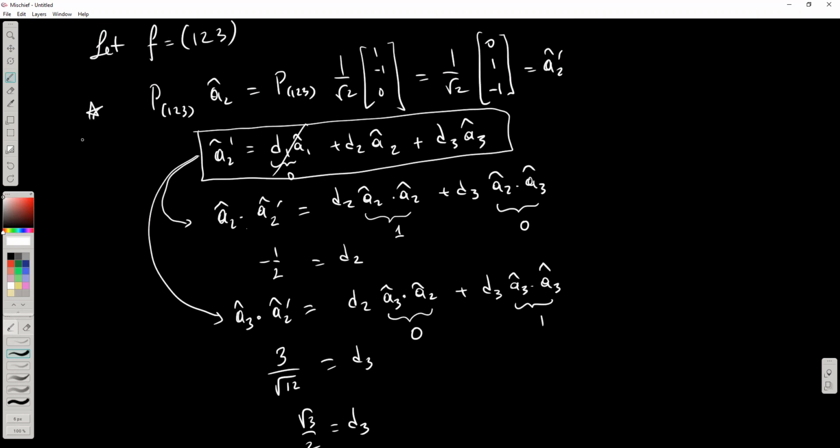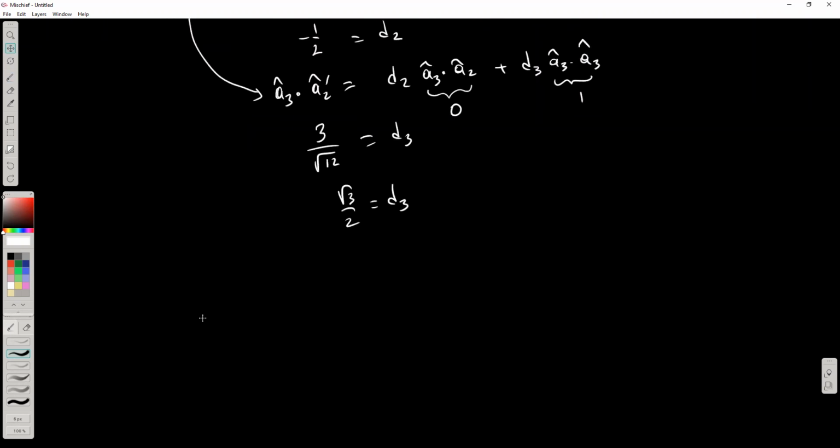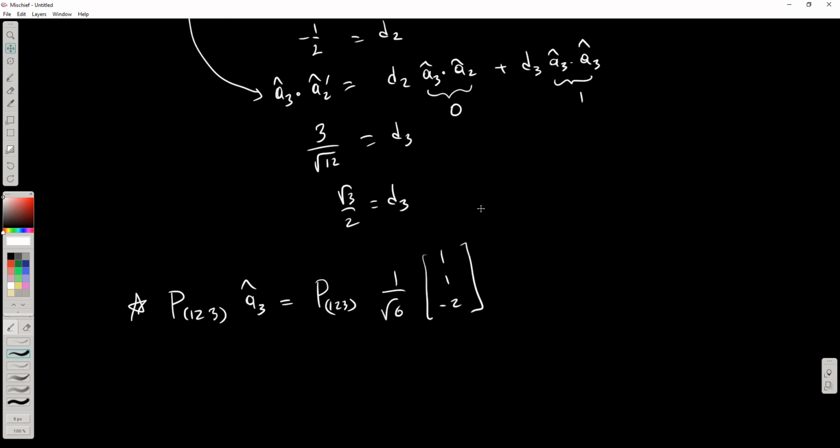Let me quickly do the second calculation. Right, the last calculation actually. So P123 applied on A3. A3 was 1/6, 1 minus 2, right?